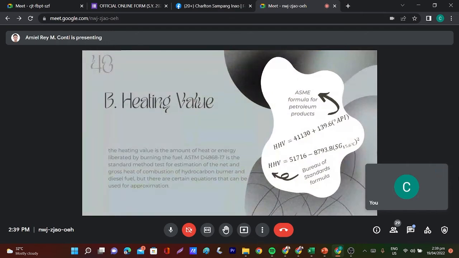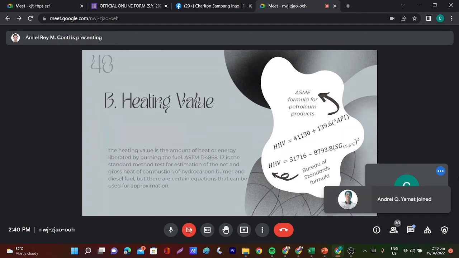Heating value. The heating value is the amount of heat or energy liberated by burning the fuel. ASTM D4868-17 is the standard test method for estimation of the net and gross heat of combustion of hydrocarbon burner and diesel fuel. But there are certain equations that can be used for approximation. Ito po yung formula for petroleum products. Yung given po itong mga number dito.